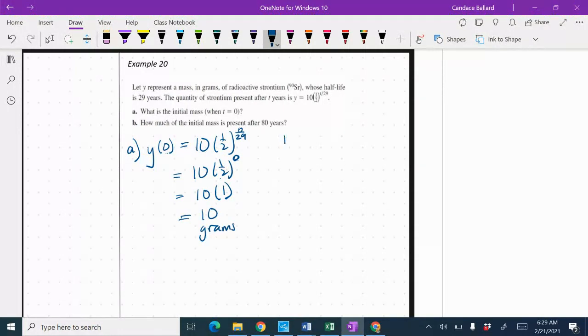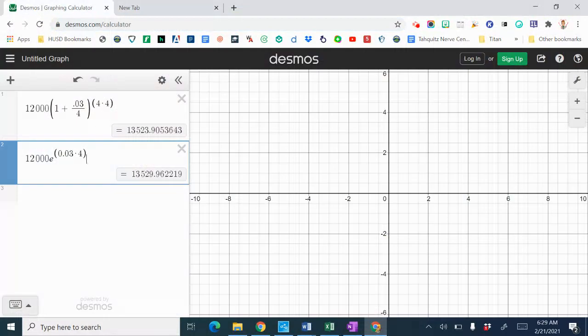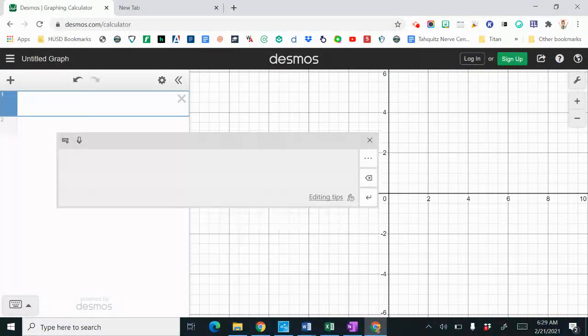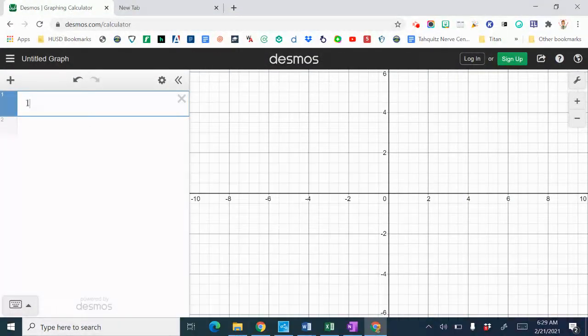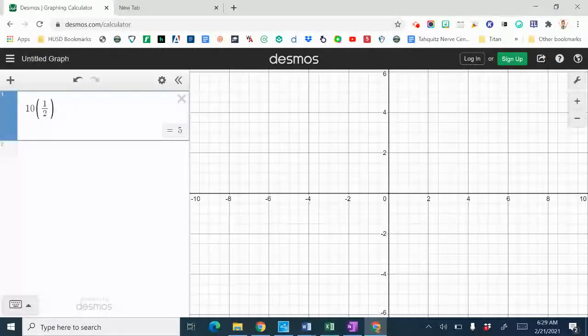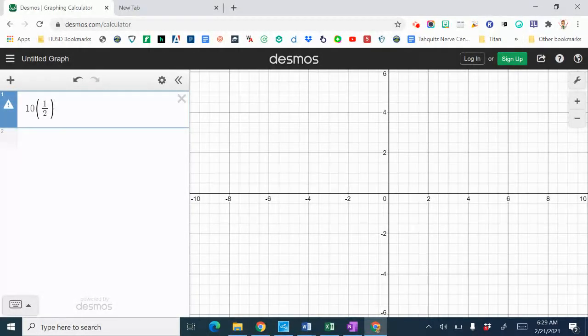All right, and then in part B, it wants to know after 80 years. So I'm going to do y of 80 this time equals 10 times 1/2 to the 80 over 29. And we're going to go ahead and put that into our graphing calculator. So I have 10, and then I'm going to use parentheses, and I'm just going to do 1 divided by 2. I'm going to make it look exactly the way it does. I'm going to hold shift and 6, and I'm going to go 80 divided by 29.